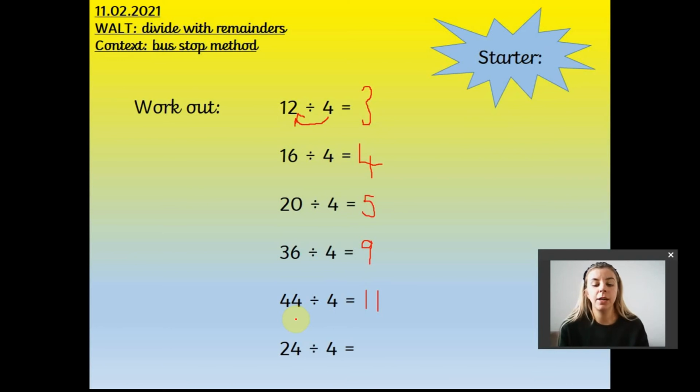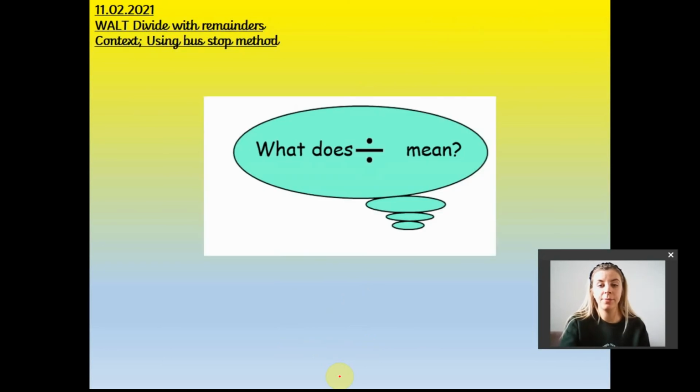And finally, let's work out 24 divided by 4. You might know this one instantly, but let's work it out together. You've got 4, 8, 12, 16, 20, 24. So it is 6. So well done. Hopefully you got those ones right. If you didn't, then spend a little bit of time practicing your 4 times tables, making sure you're using Times Table Rock Stars as well, because that's really helpful with this.